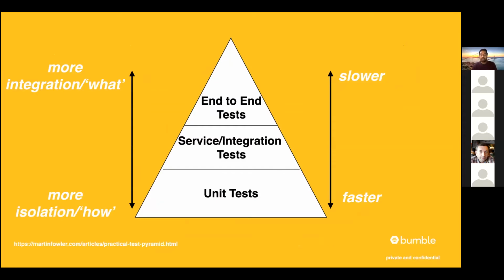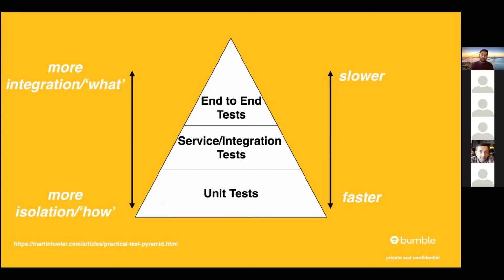Let's talk about the test pyramid. This is a picture of the ideal test pyramid, which most of us would agree is what we want to achieve in our software development cycle. This is taken from Martin Fowler, the person who described how this pyramid should look.